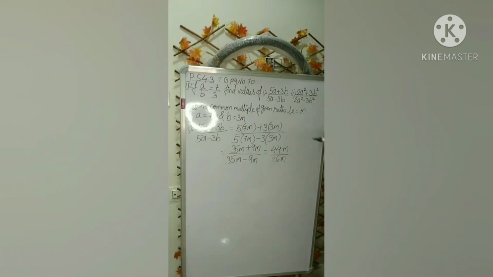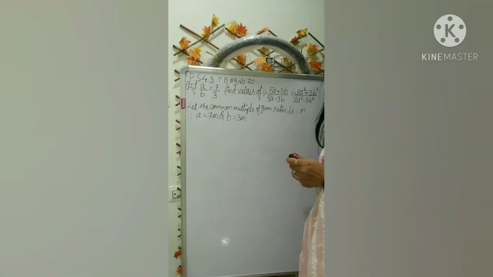Can we reduce it? Yes, of course we can reduce it, because the last digits here are 4 and 6. First we'll cancel M. Then 2 ones are 2, 2 twos are 4... so we reduce. You always have to highlight your final answer. So my final answer is 5A plus 3B upon 5A minus 3B is nothing else but 22 upon 13. That's it. So this is how we solve the sums.